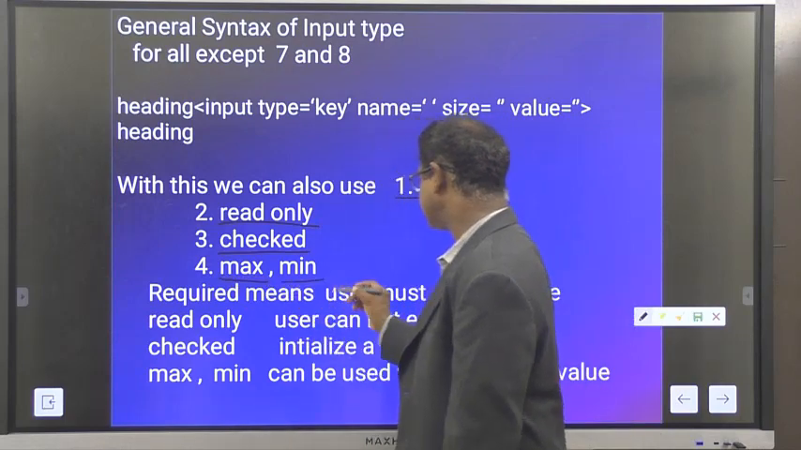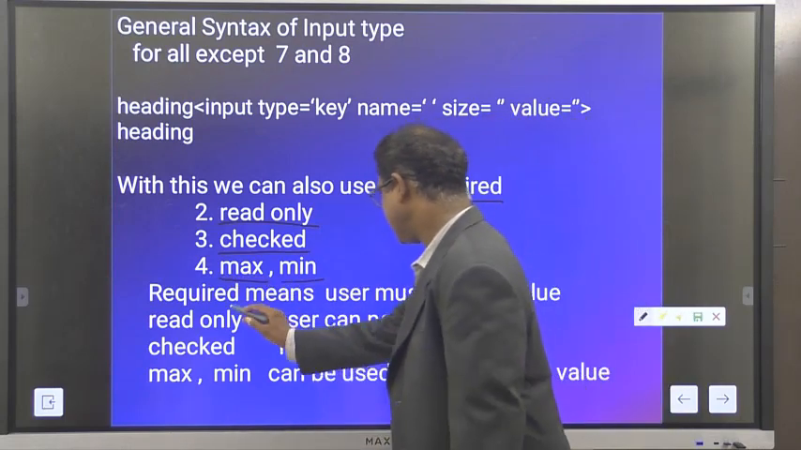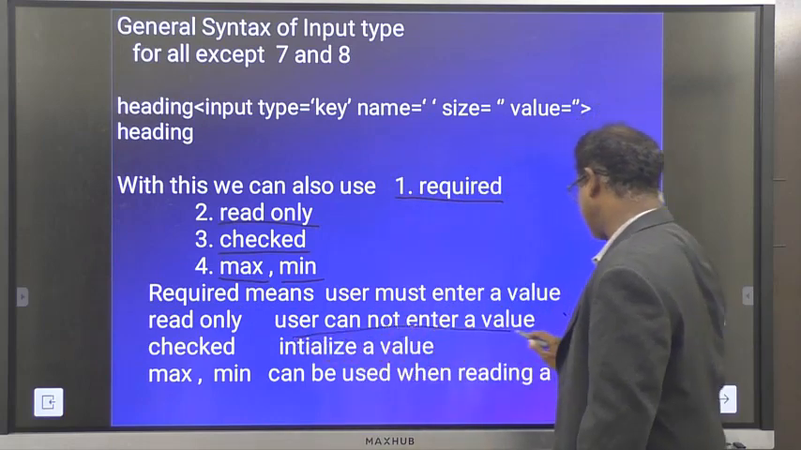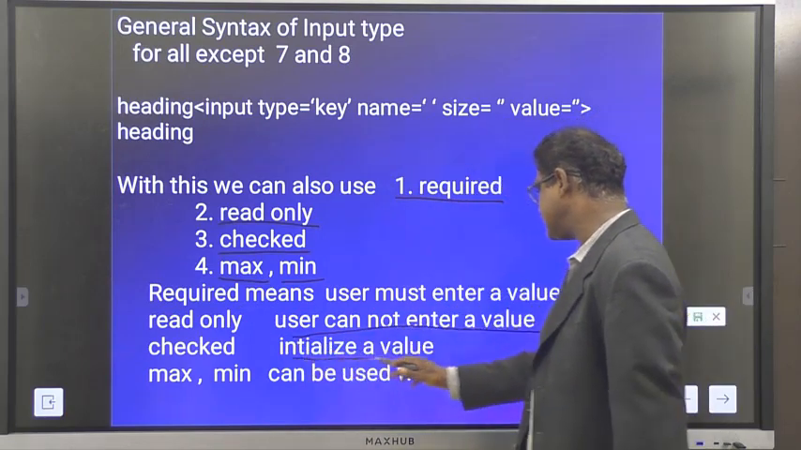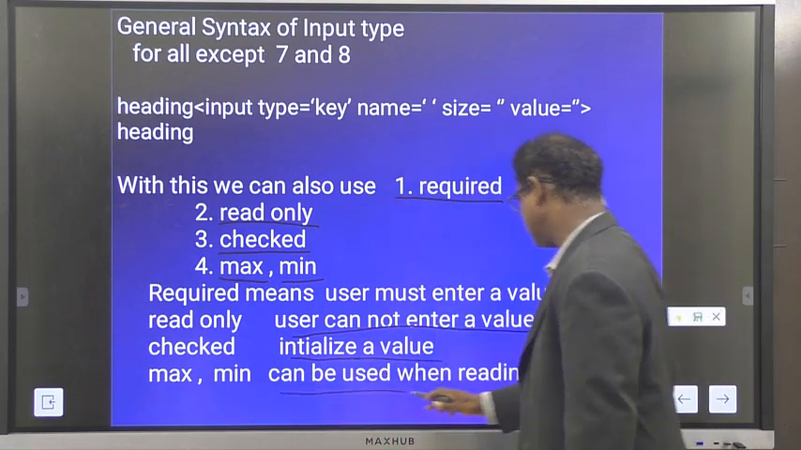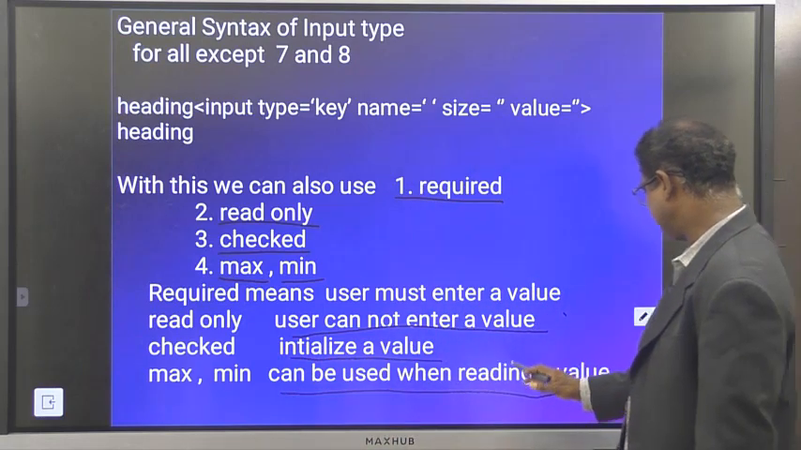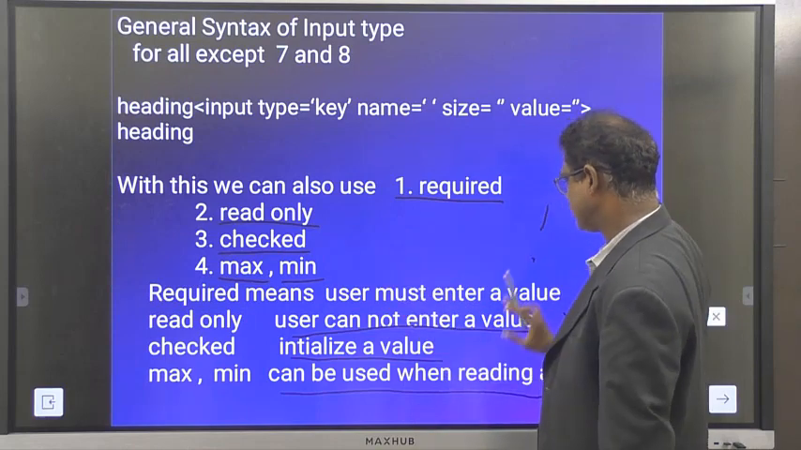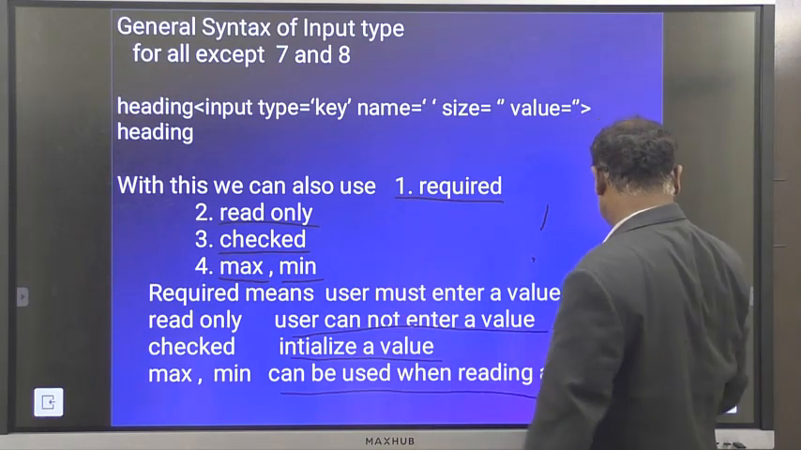Max, min. As I already told you, required means the user must enter a value. Read-only, the user cannot enter a value. Checked, initialize a value. Max can be used when reading a value between some range. So these are the different types.